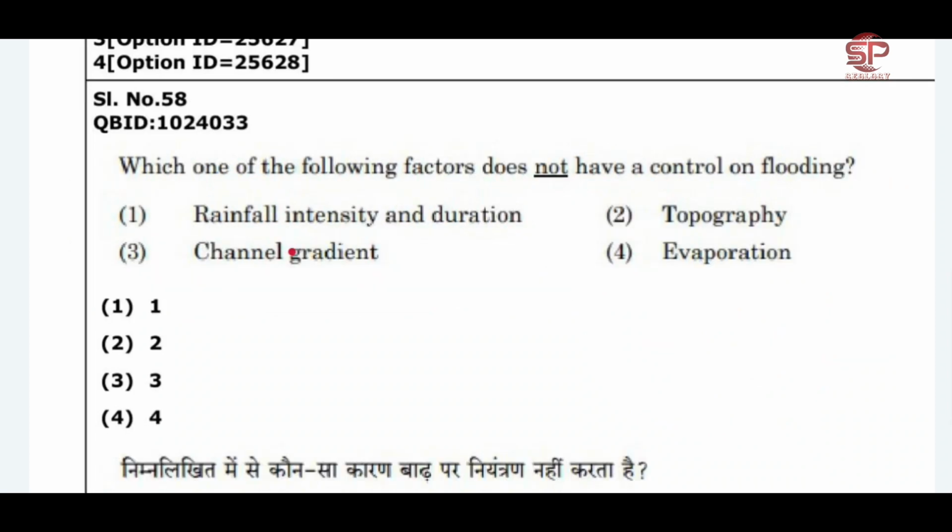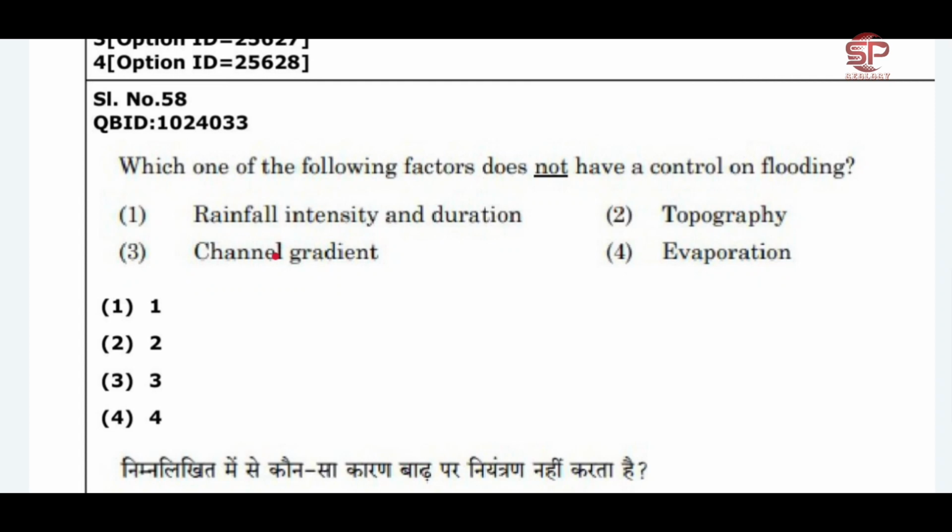Which of the following factors doesn't have a control on flooding? So, obviously, rainfall intensity and duration. The more rainfall and the more time, you will get more water, and it will lead to flooding. Then topography, obviously topography depends on whether it is in plain land or in a higher mountainous region. That also determines the channel depth, and that will determine the flooding condition.